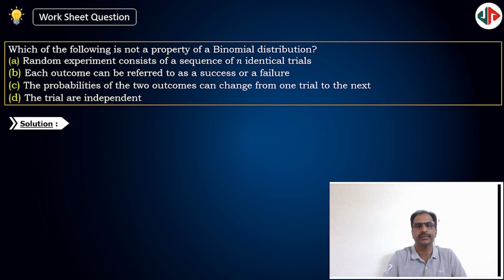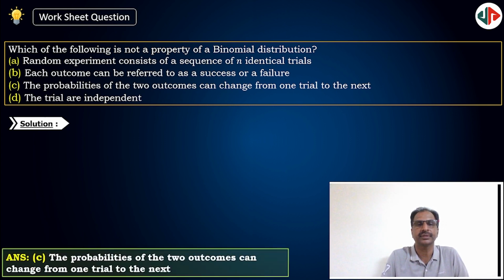Which of the following is not a property of binomial distribution? So it's a theoretical question. Option B: random experiment consists of a sequence of n identical trials, which is a property. Each outcome can be referred to as success or failure. So that is also a property of binomial distribution. Next, option 4, trials are independent. That is also correct. The probabilities of two outcomes can change from one trial to the next. In a binomial distribution, the probabilities of outcomes in each and every trial will be the same. So they cannot change. So the third one is the answer.